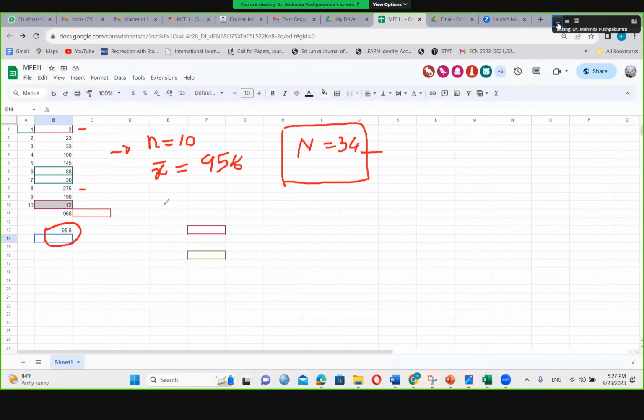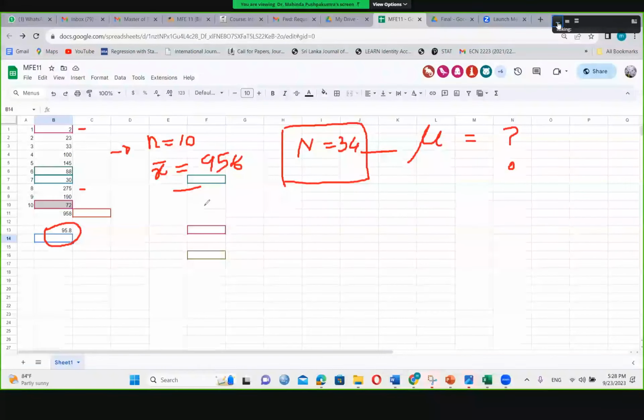Now, based on this sample data, you want to make a conclusion about population mean. This is the symbol for population mean. Okay. The sample mean is 95.8. Then what you can say about population mean based on the sample survey data?